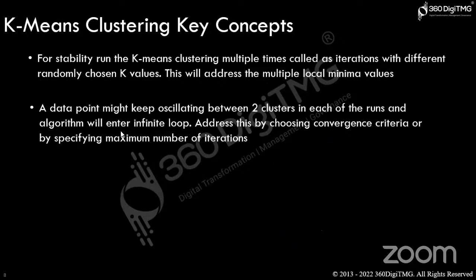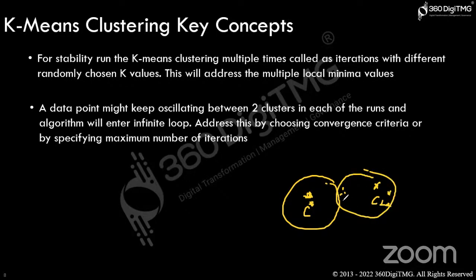Yeah, this is the point that I'm talking about. A data point might keep oscillating between two clusters in each of the runs. Let's say you have centroid one and centroid two, when you are taking just two centroids, and there is a point in between. Whenever the mean is changing and moving here, the point will become part of this cluster. If the mean moves the other way, it will be in that cluster. In that case, what happens? The value keeps oscillating between two clusters.